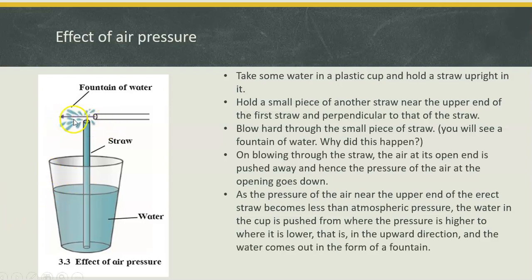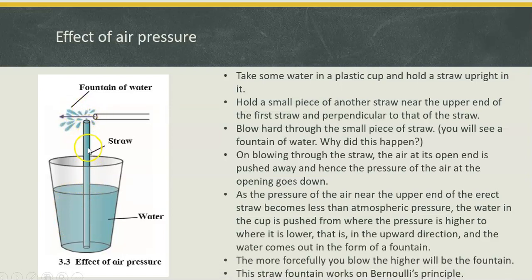So what happens when you blow air from here? Air pressure over here goes down and water rushes in, and water comes out because air pressure inside the straw is lowered. So water comes out in the form of a fountain. The more forcefully you blow, the higher will be the fountain.